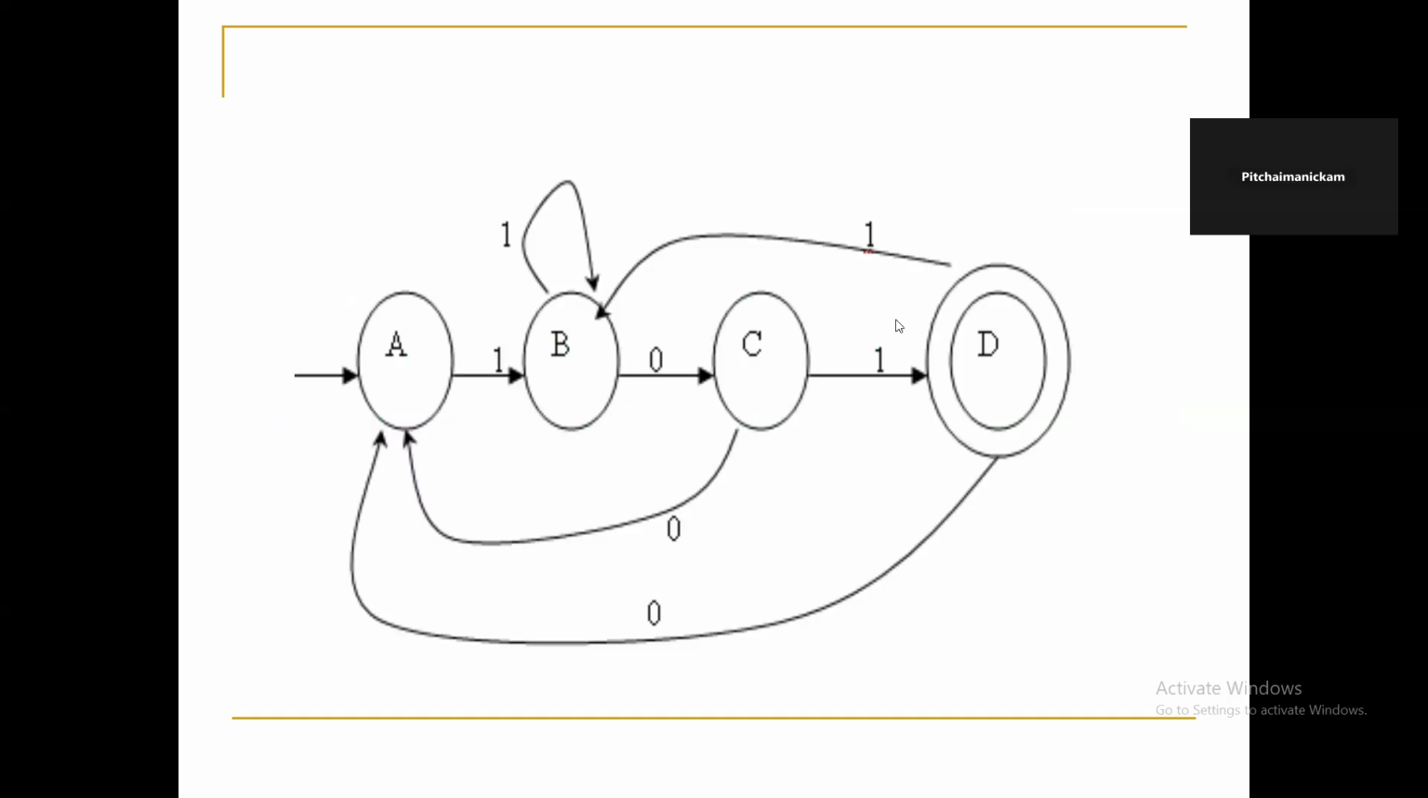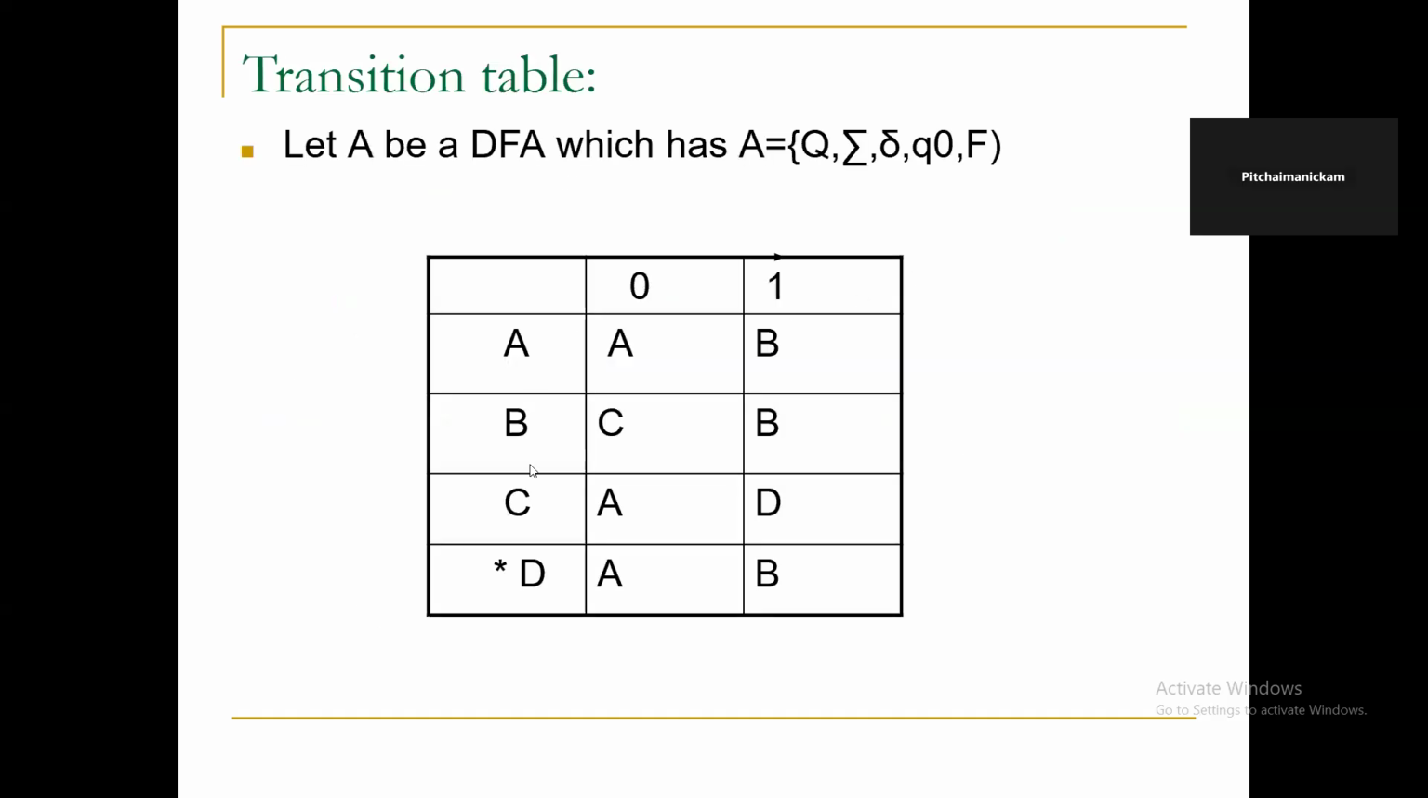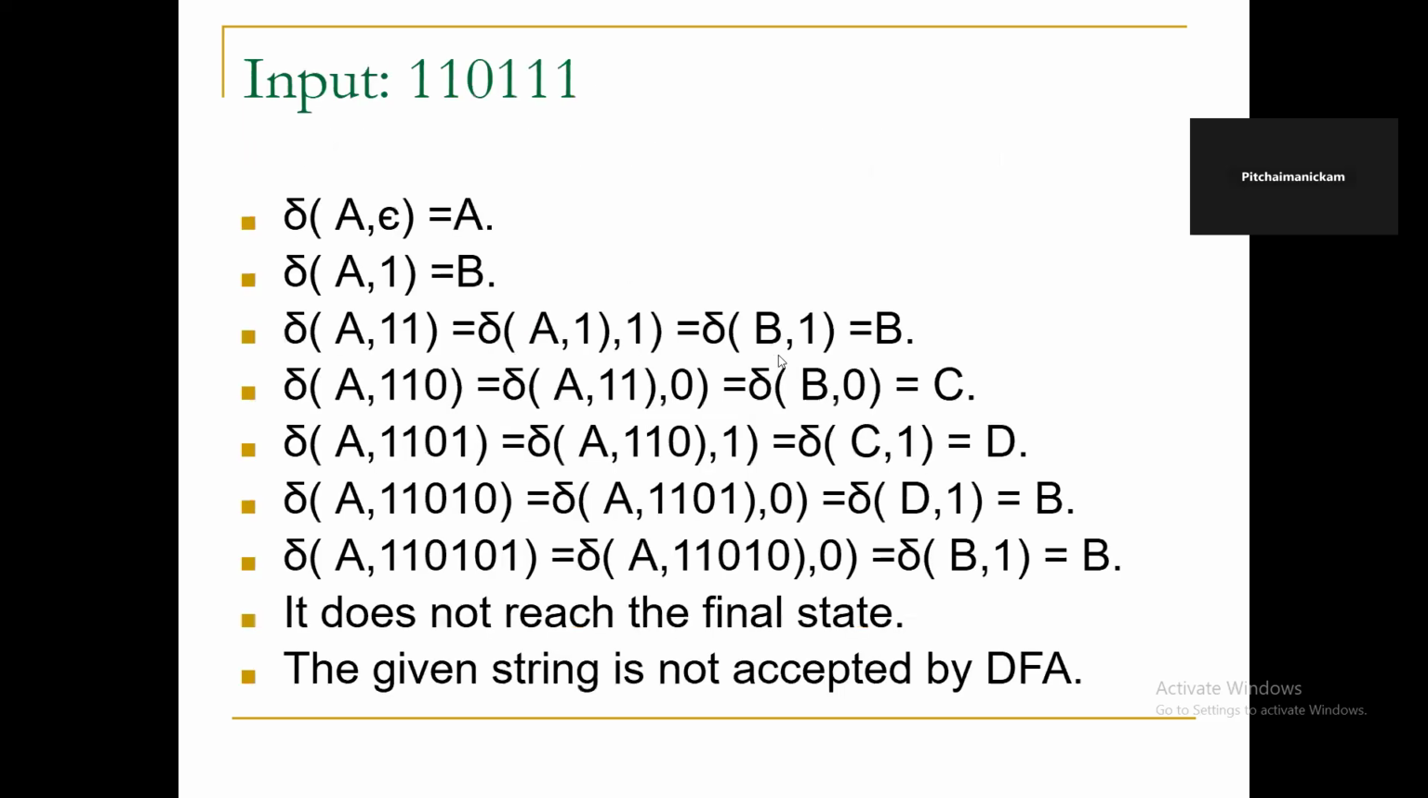From this we have four different states. A is the initial state and D is the accepting state. Here the inputs move between the different states. The table is there: A, B, C, D with columns 0 and 1. A on 0 goes to A, A on 1 goes to B, and B on 0 goes to C and B, and so on for D and C also.